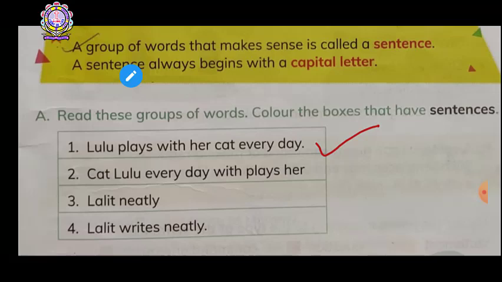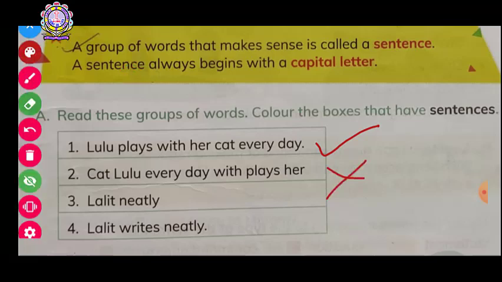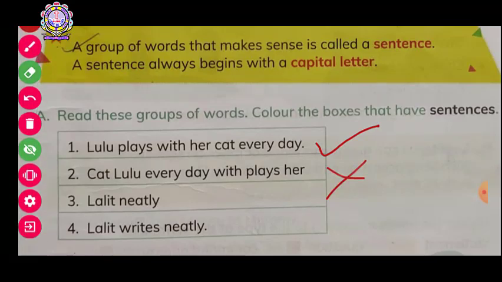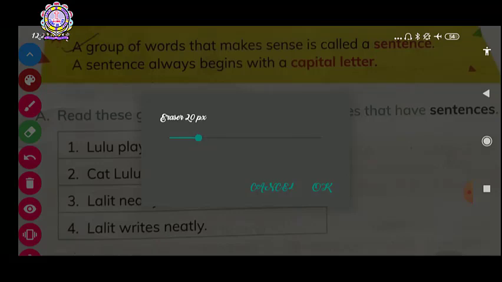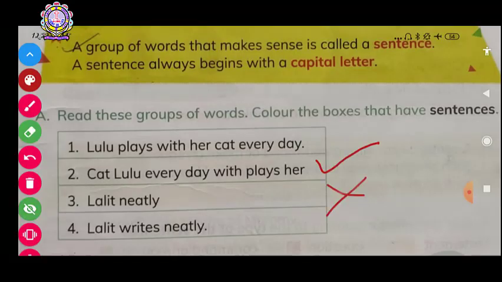Cat Lulu every day with plays her. It's wrong. It doesn't form any sense, any sentence, right? So it does not form any sentence, so it's wrong. This is your sentence. Alright, this is not. Just make a table like this and you can color it.